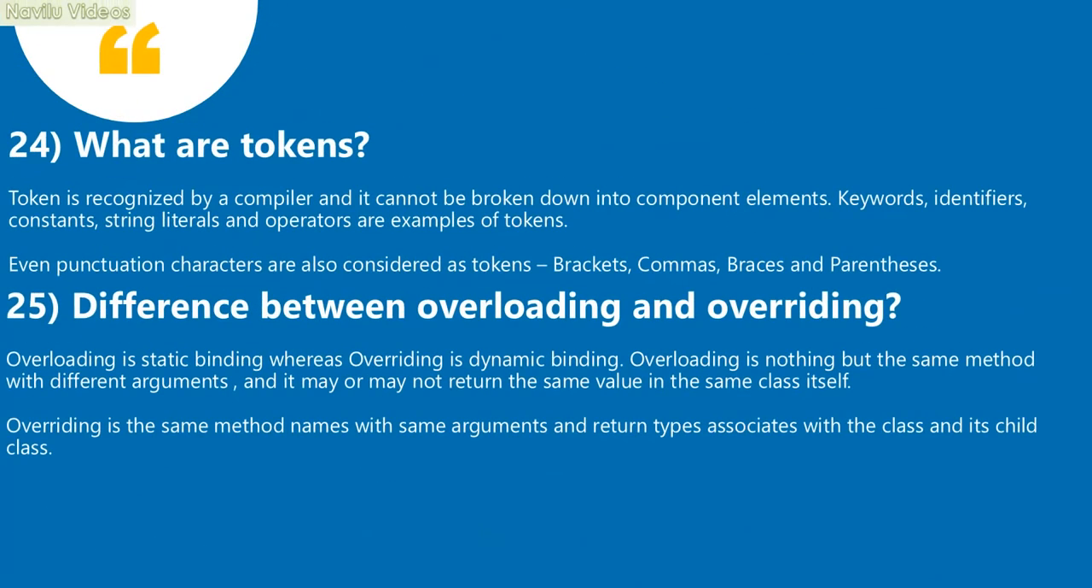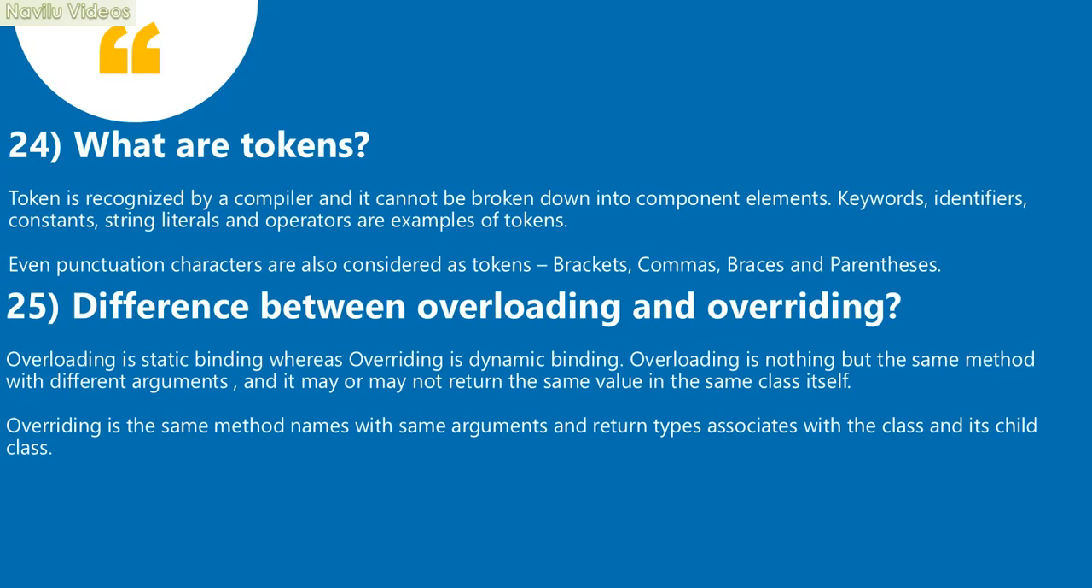24. What are tokens? A token is recognized by a compiler and it cannot be broken down into component elements. Keywords, identifiers, constants, string literals, and operators are examples of tokens. Even punctuation characters are also considered tokens: brackets, commas, braces, and parentheses.